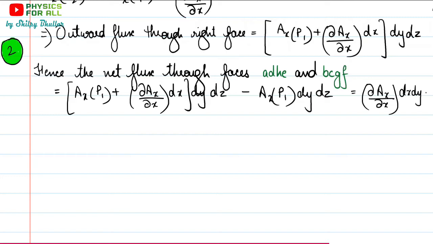This is the same expression that we obtained in the previous video, almost similar. There we considered our vector to be vector v and we were having vx. So this is almost the same. The derivation is almost similar.